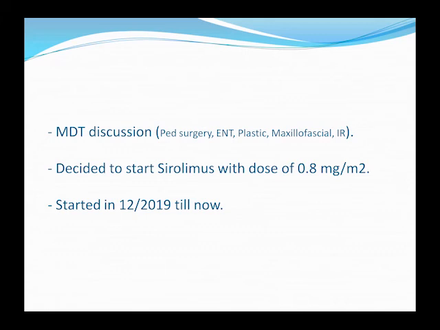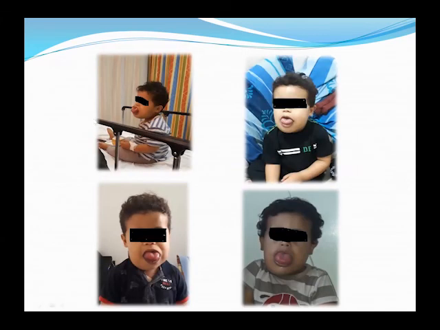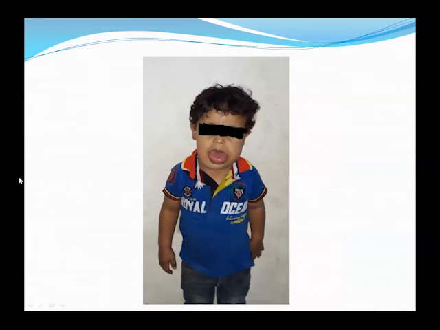These are the photos of the child. The upper one on the left was just before starting sirolimus, and these are serial photos of the child during the course of sirolimus. And this is the photo today of the same child. As we can notice, the lesion in the cheek and the submandibular lesion have regressed much, but the tongue is still a bit big, and according to the family, there is an on and off increase in tongue size with frequent fungal infection in the mouth.